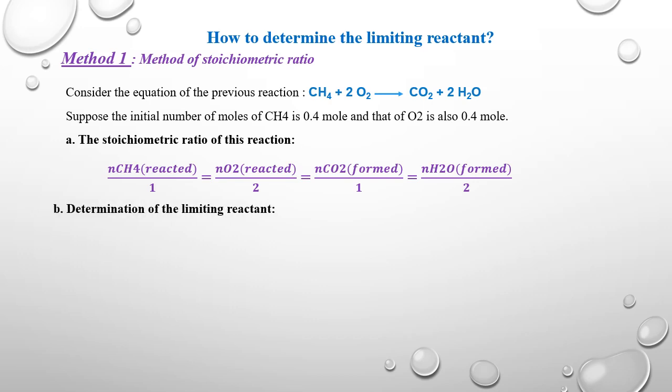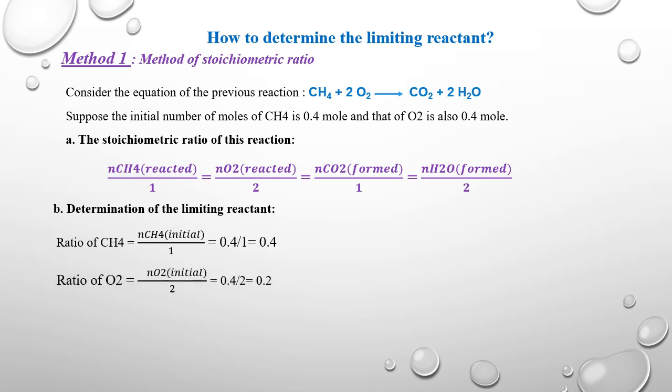Determination of the limiting reactant. Ratio of CH4 equal number of moles of CH4 initial over 1. By substitution, 0.4 over 1 equals 0.4. And notice that the ratio is unitless. Ratio of O2 equal number of moles of O2 initial over 2 is equal to 0.4 over 2 equals 0.2. Also, the ratio is unitless.